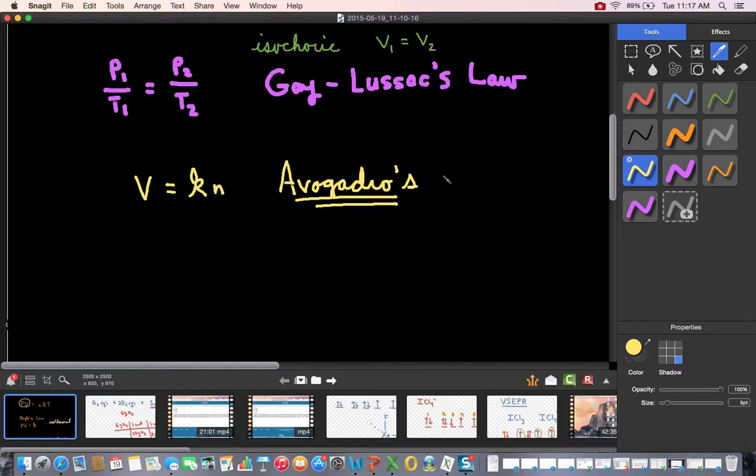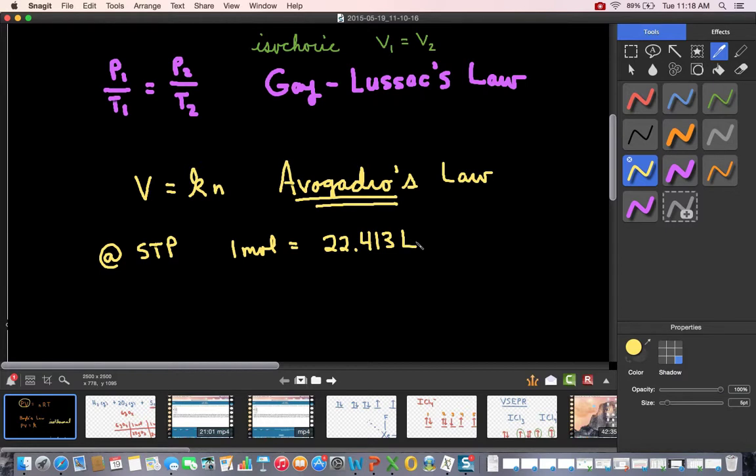So Avogadro's law shows us that volume is directly proportional to the number of moles. In fact, at STP, we know that 1 mole is equal to 22.413 liters of substance. Of course, if it's not at STP, we just use the ideal gas law to determine the molar volume of a substance.